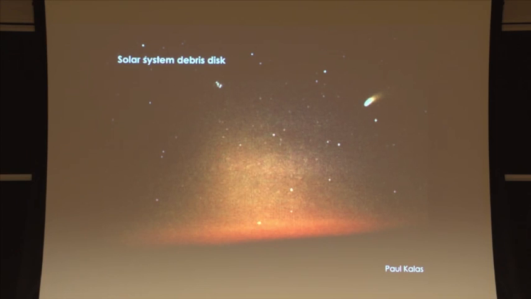So where is this dust coming from? In the case of the solar system, it is coming from objects like comets. Here, you can see comet Hale-Bopp. No, sorry, not Halley. This is Hale-Bopp. Halley was a long time ago. And so, in the solar system, dust is produced by comets.